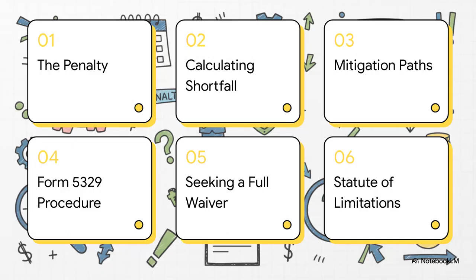To get a full grip on this new environment, we're going to break it all down into 6 key sections. First, we'll look at the penalty's statutory basis. That's IRC Section 4974. Then we'll cover how to actually calculate the shortfall. After that, we'll dive into the new mitigation paths, the nitty-gritty of Form 5329, how to seek a full waiver, and finally, we'll talk about the game-changing new Statute of Limitations.